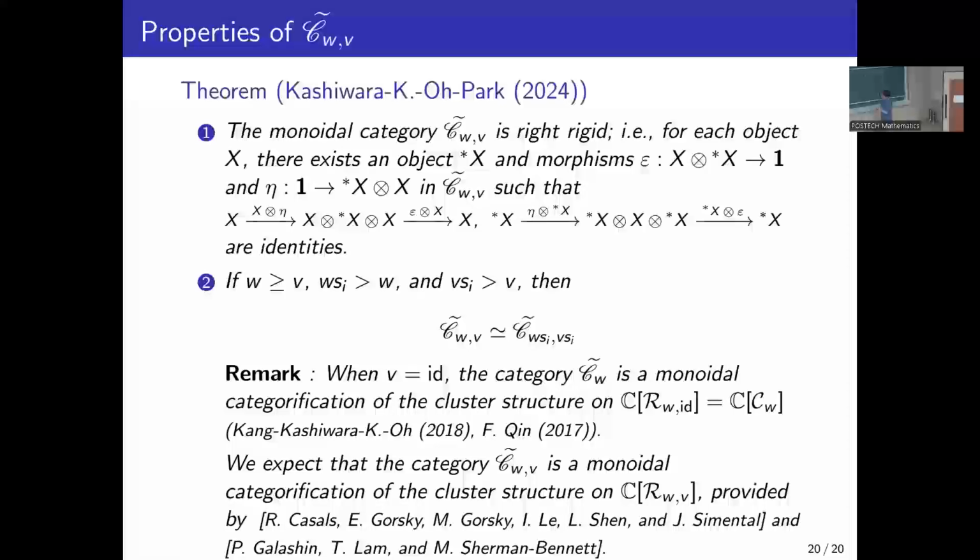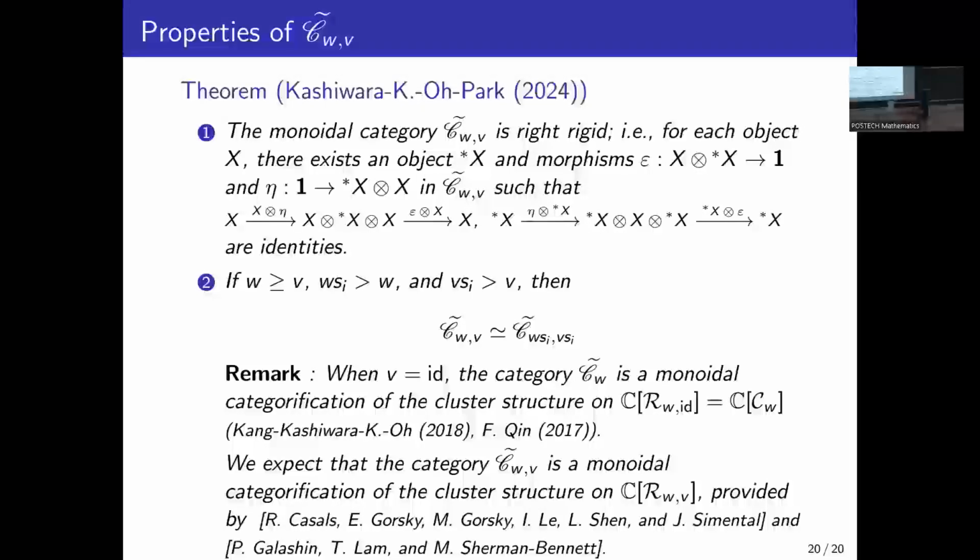So for example, this category has some properties. Not only do we construct this category, we study its properties. The first one is that this category is right rigid, that means it has right duals with respect to the tensor product. There are two notions of dual, right dual and left dual. So we show that it has right duals. And if the variable element W, V satisfies those conditions, if you multiply by W on the right, it becomes larger, and if you multiply by V on the right, it becomes larger, then those two localizations are equivalent to each other.